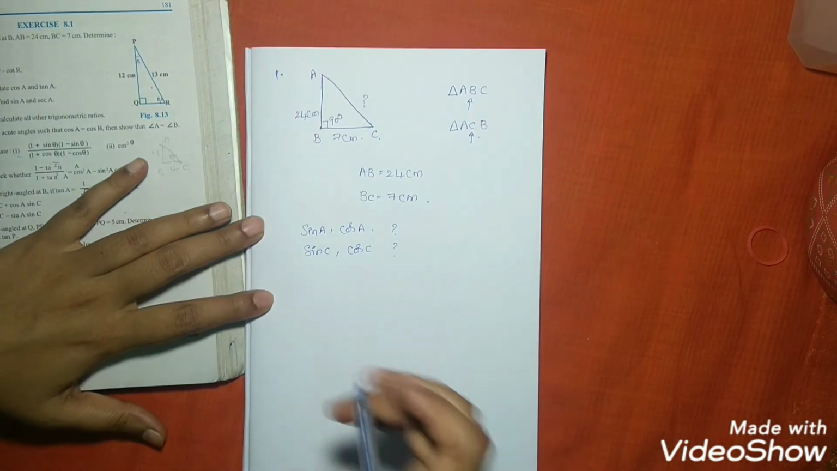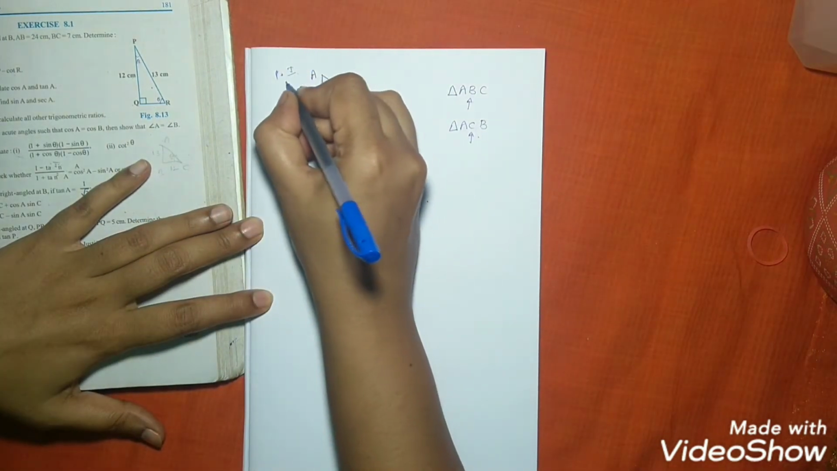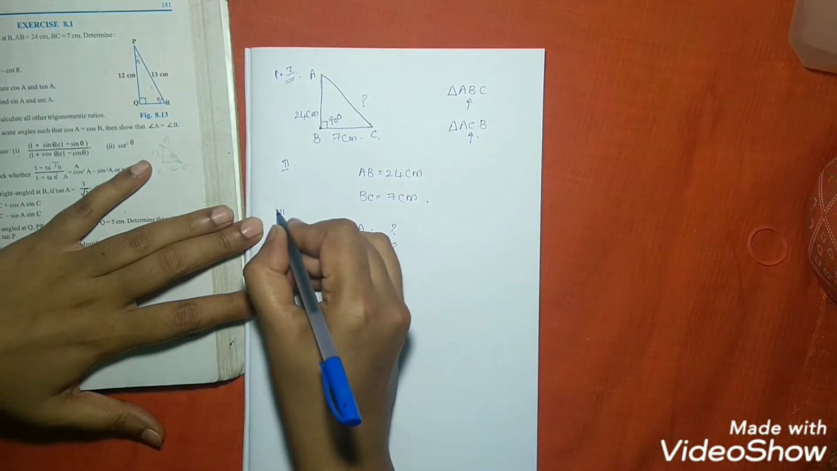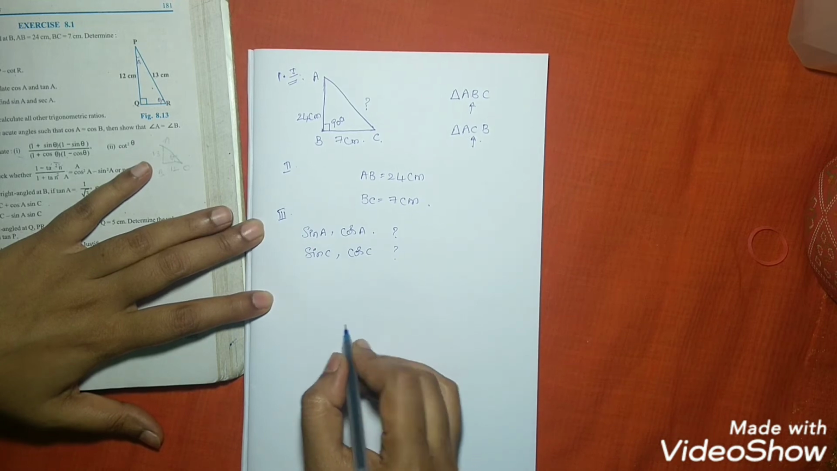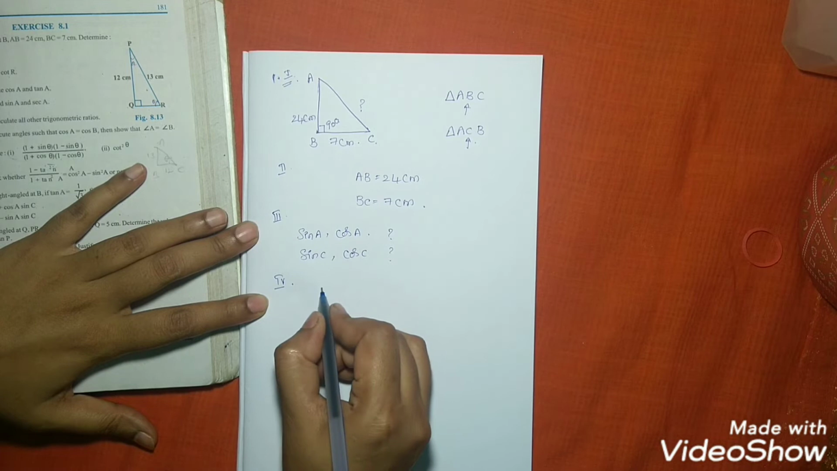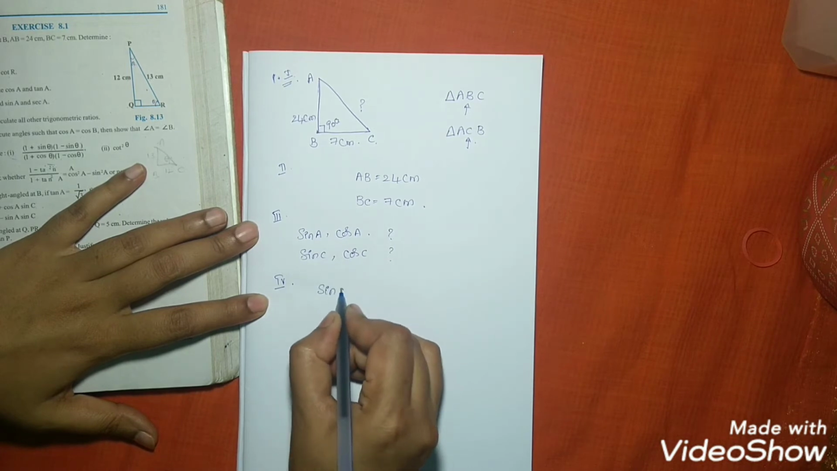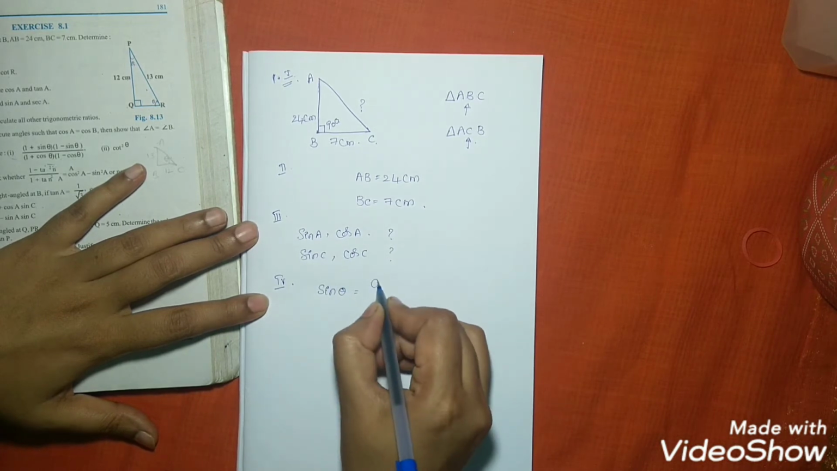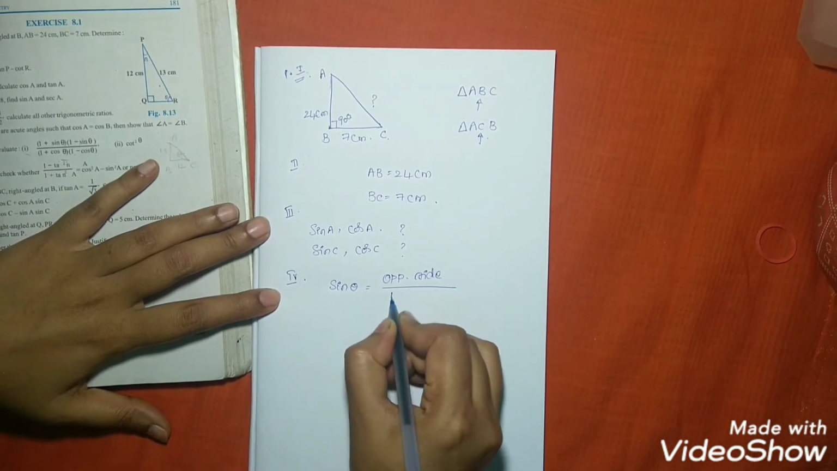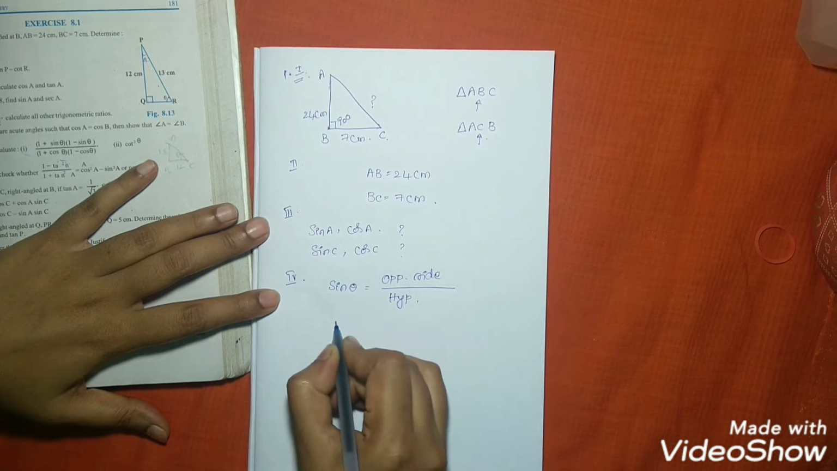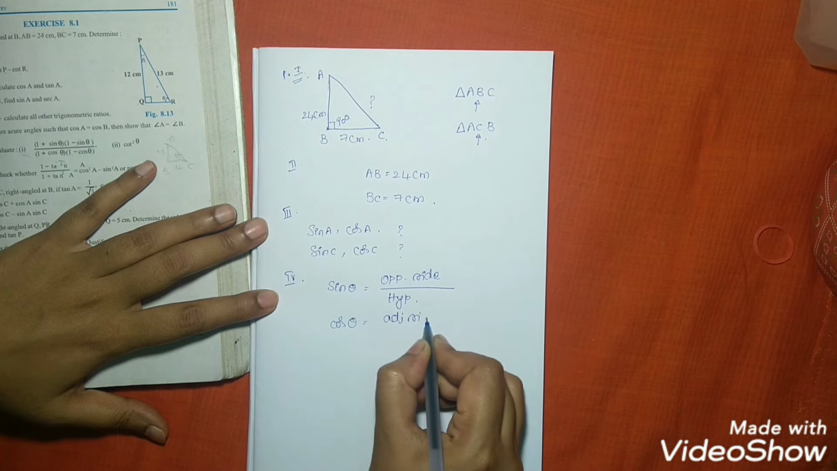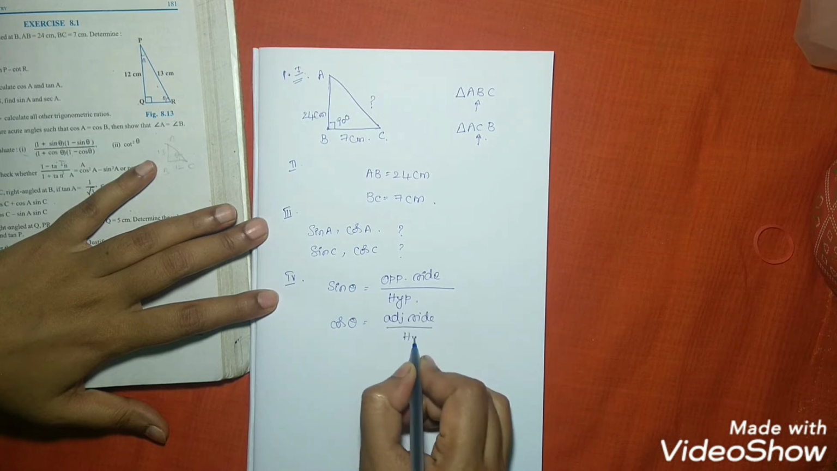Then this is step 1 to draw the picture. Step 2 to write down the given data. Step 3 to find out what they have asked. And step 4, what are the formulas that are required? I am writing here sin theta, generalized formula I am writing: opposite side divided by hypotenuse. Cos theta is adjacent side divided by hypotenuse.